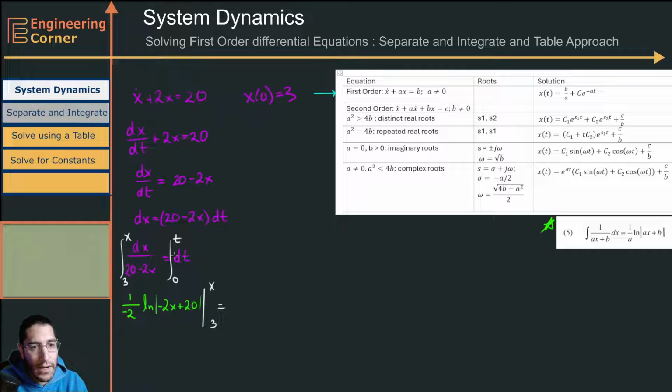Now this is going to be equal to this. Well, this one's really easy, right? This is really a 1. So this is t, and this is going to be evaluated from 0 to t, and really this just becomes t, right? t minus 0 is just equal to t. Okay, so let's deal with the algebra of this side. So minus 1/2 times the natural log of minus 2x plus 20. So I've put x in for x. Subtract, well, a minus 1/2, that's going to be plus 1/2 times the natural log of minus 2 times 3 plus 20 is equal to t. Well, this is just 14.